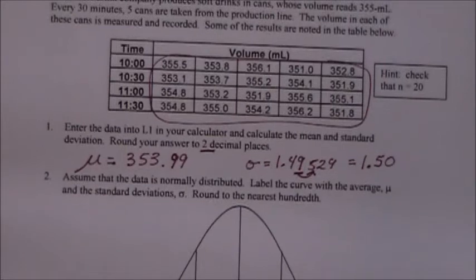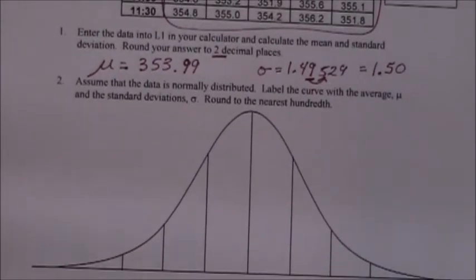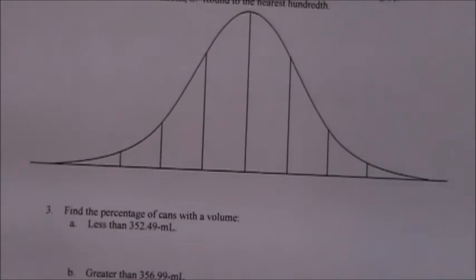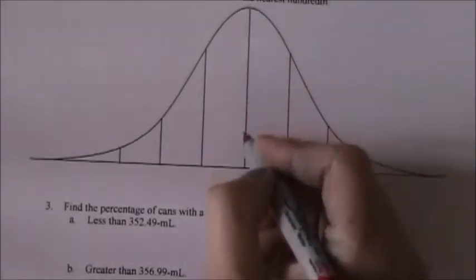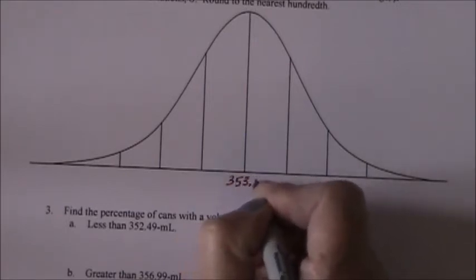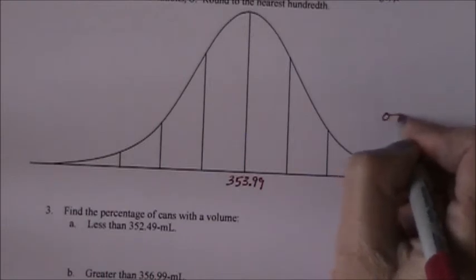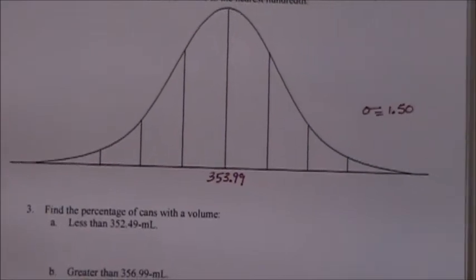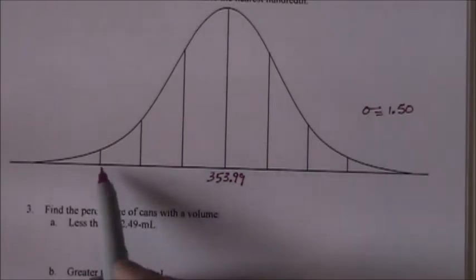Now, using this information, it says assume that the data is normally distributed, label the curve with the average and the standard deviations rounded to the nearest hundredth. Hundredth is 2 decimal places, so we are okay with that. So there is our bell curve, and we know that our mean goes right in the middle, so this will be 353.99. We know that our standard deviation was 1.50. Now, remember when we go this way, we add a standard deviation. When we go this way, we subtract.